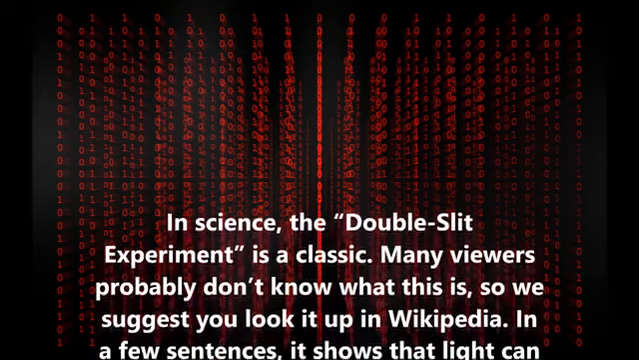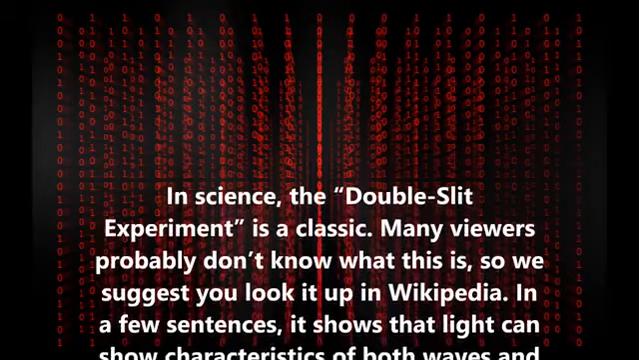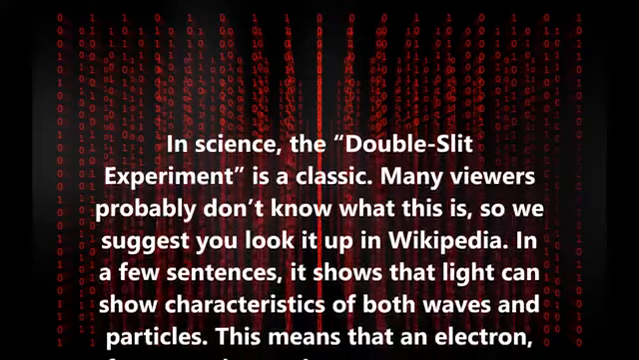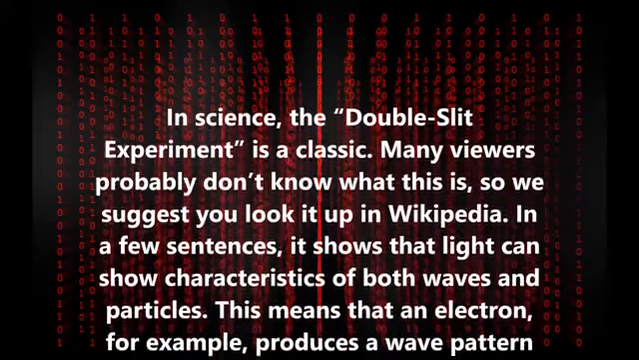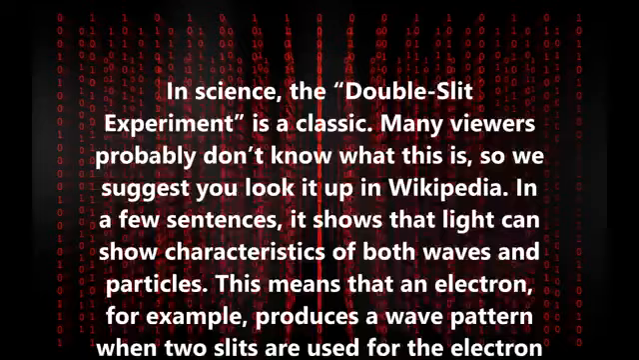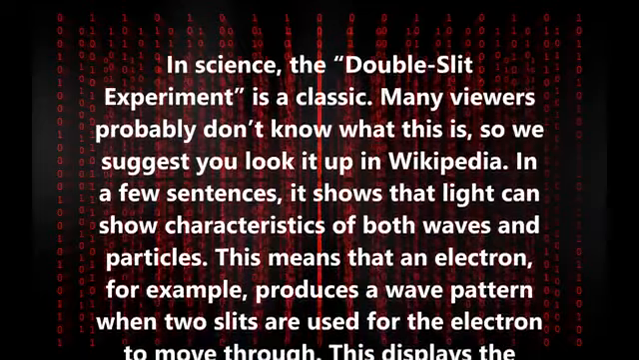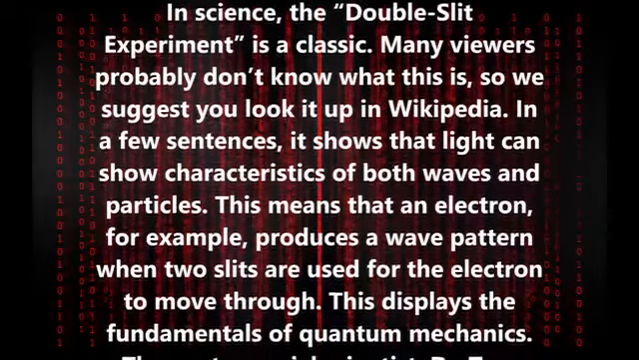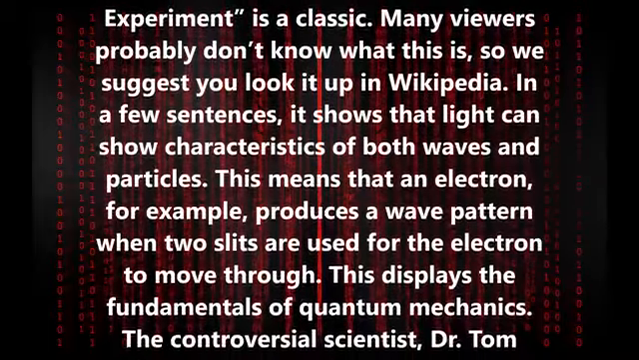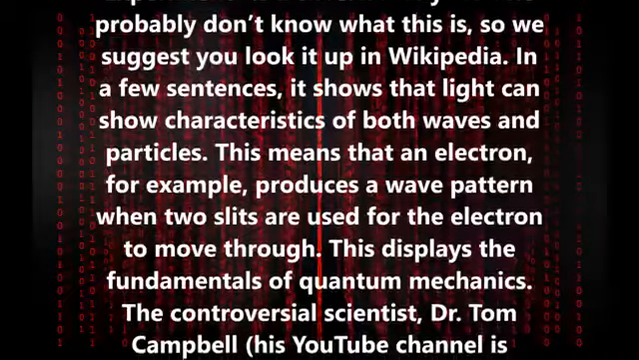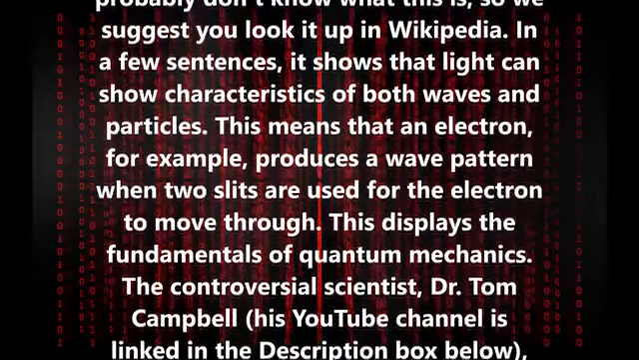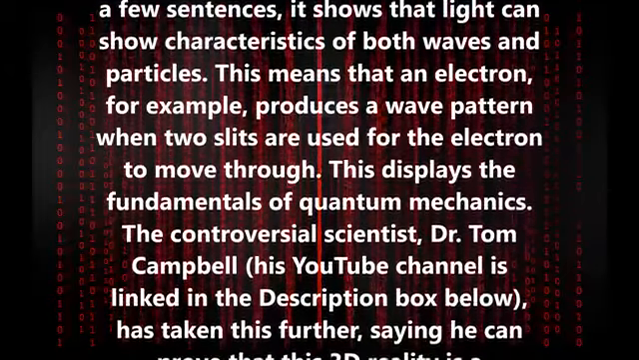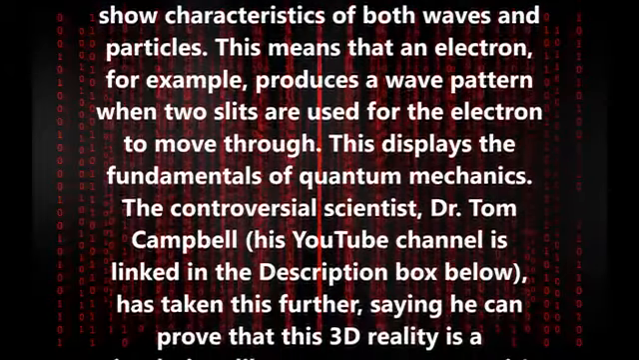In science, the double slit experiment is a classic. Many viewers probably don't know what this is, so we suggest you look it up in Wikipedia. In a few sentences, it shows that light can show characteristics of both waves and particles. This means that an electron, for example, produces a wave pattern when two slits are used for the electron to move through. This displays the fundamentals of quantum mechanics.